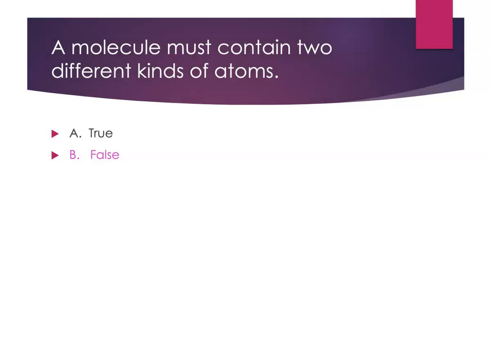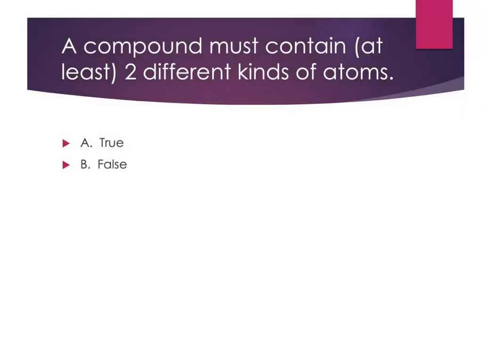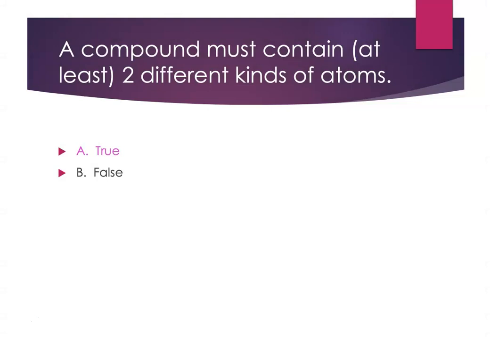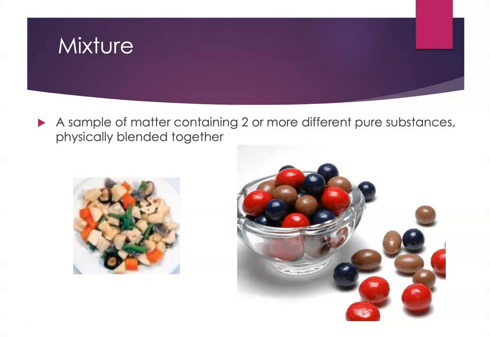A molecule must contain two different kinds of atoms. True or false? Think about it for a second. The answer? It's false. Right? I can have a molecule that contains two of the same kind of atom or two or more different kinds of atoms. That's okay. A compound must contain at least two different kinds of atoms. True or false? The answer is true. Right? For it to be a compound, there must be at least two different kinds of atoms. I can have more than two kinds of atoms, but I must have two different kinds of atoms at a minimum.